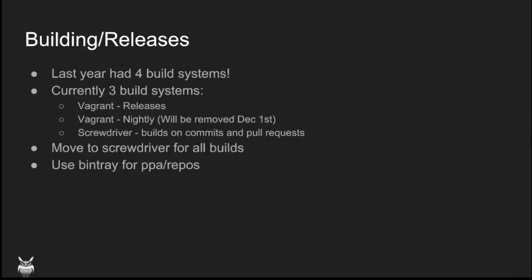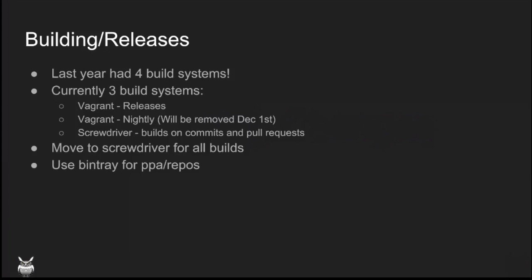Okay, so next we're going to talk about upcoming changes and what we're planning to do this year. So, building and releasing. Last year when we talked, we had 4 release systems. And that was too many. And so now we're down to 3. So we're making progress. We do want to get to 1 eventually. But right now we have our Vagrant system to do the actual official releases. We have a Vagrant system to do nightly releases, which we've drawn a line in the sand: December 1st, those are going away no matter what.